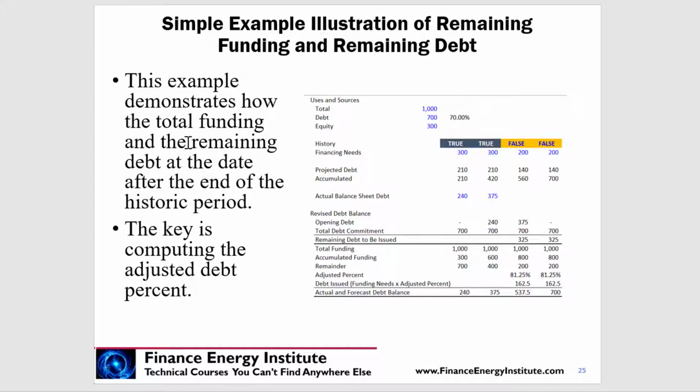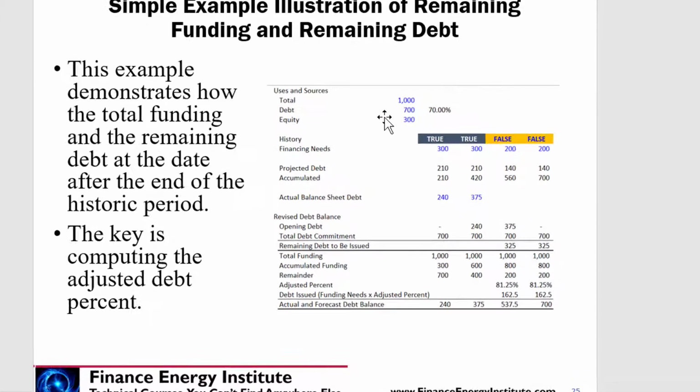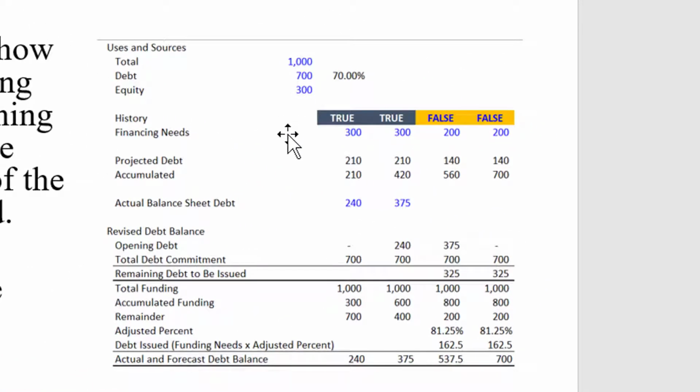Now, I did this with a little example because this was tough. So I said, oh, let's make a really simple example because I was going around and around. So here we have 1,000, we have 700 that we're targeting for the debt, and 300 for the equity. And we have 2 historic years and 2 forecast years. And the actual debt balance here is this thing, and it doesn't match. This doesn't match the 70%.